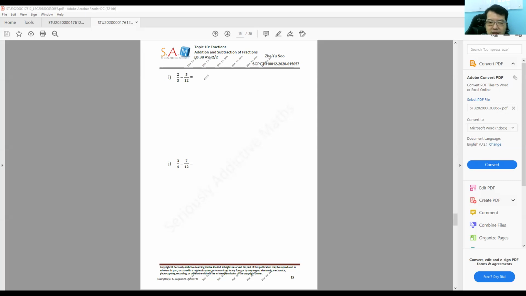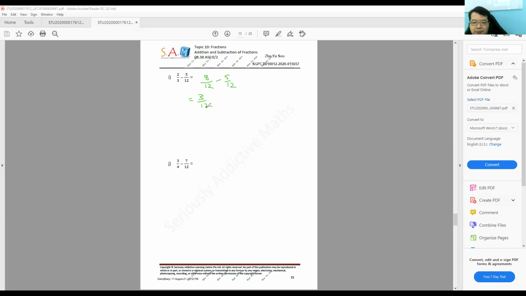Okay, what is 2/3 minus 5 out of 12? You need to have a common denominator. So 3 is the smaller one, so you need to make 3 into 12. Denominator multiplied by 4 will give you 12, so numerator multiplied by 4 will give you 8. So 2/3 is the same as 8 out of 12. 8 out of 12 minus 5 out of 12 will give you 3 out of 12.